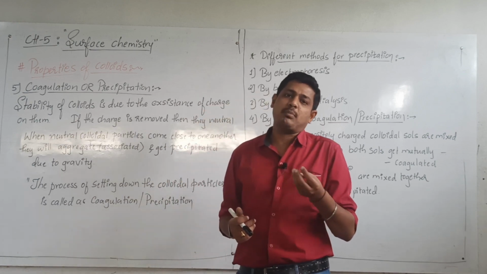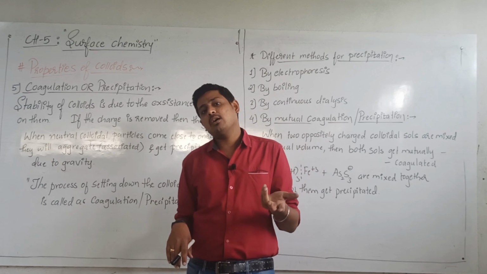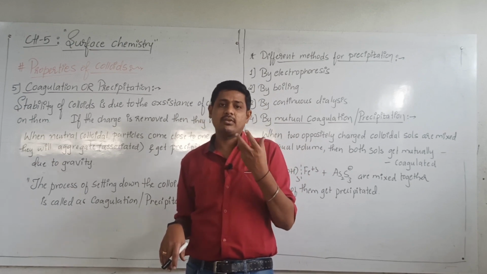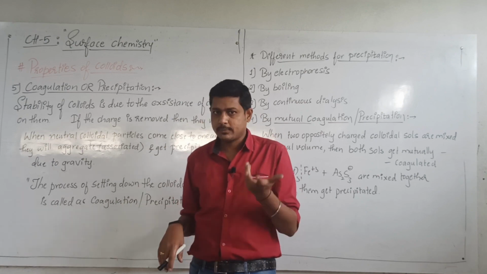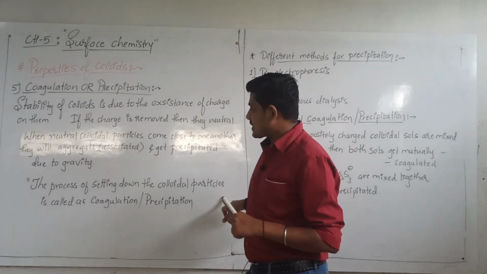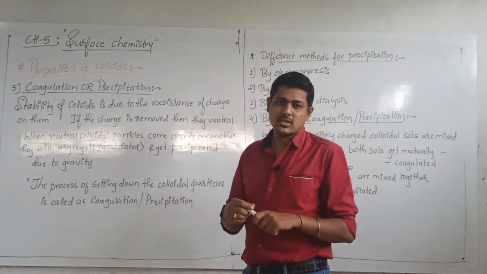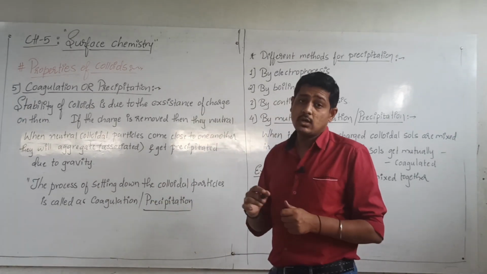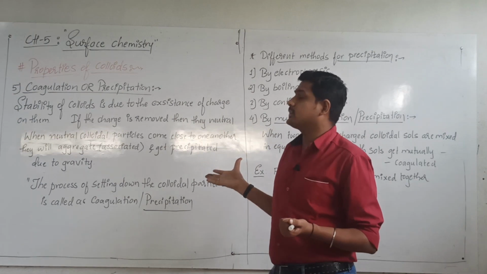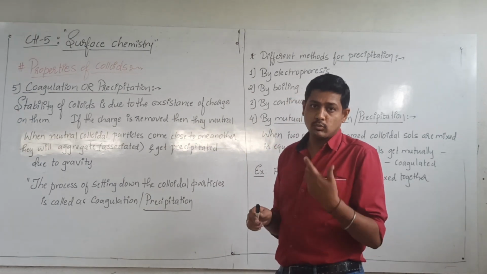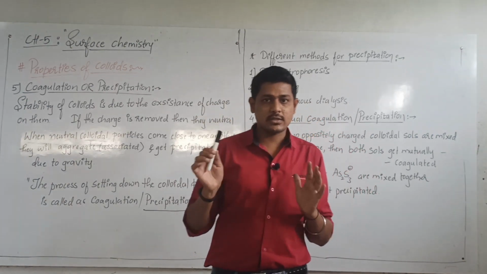Only very small particles which are in the range of colloidal particles or true solution particles will remain in the water, but those which come in the suspension range will slowly settle down because gravity will pull them down. So the process of settling down of the colloidal particles is called coagulation or precipitation. You can remember this word, but you should also know the alternative word for precipitation is coagulation. Now we know that when the charge on the colloidal particles is removed, then the colloidal particles will get precipitated.